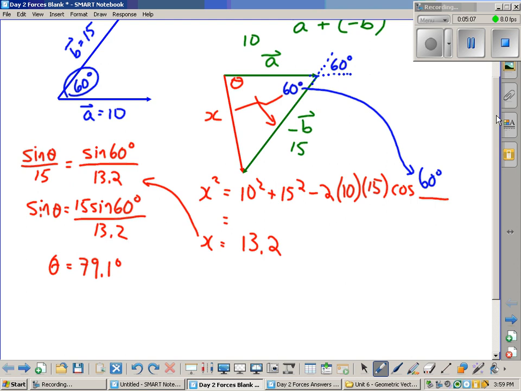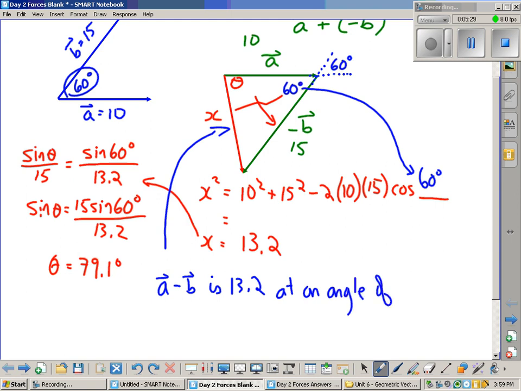So now to answer the question, we were asked to find a new vector, which is a minus b. And a minus b then ends up being this red line. And a minus b is 13.2 units at an angle of 79.1 degrees to vector A.